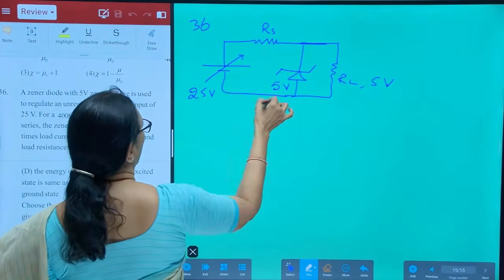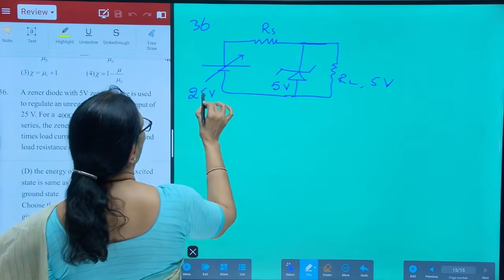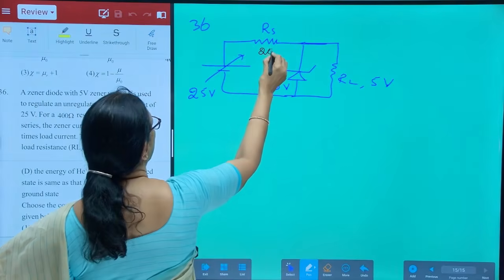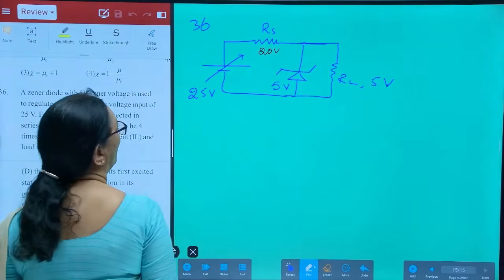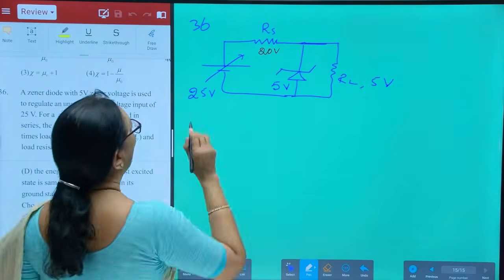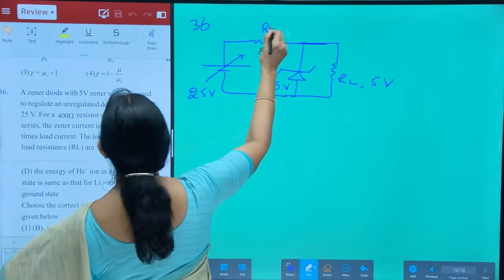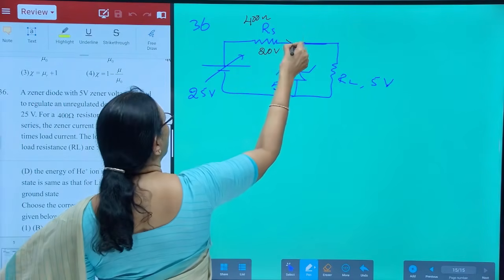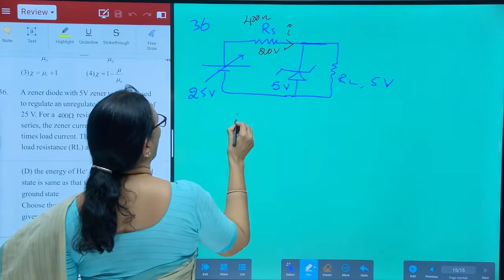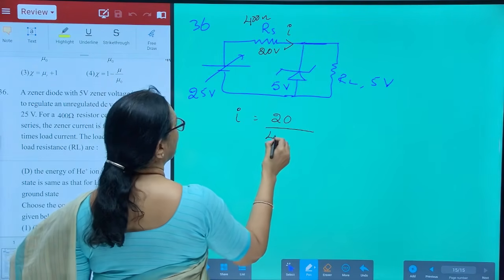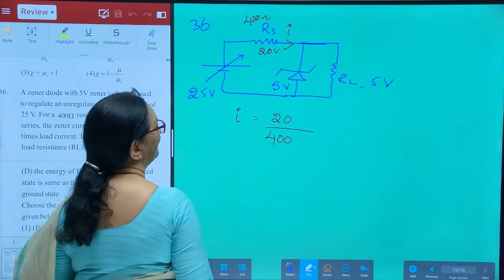From Kirchhoff's law, observing this mesh, 25 is equal to the voltage across this resistance plus the Zener voltage. So, 20 plus 5 must be equal to 25. And that resistance is given as 400 ohms. Let us try to find this current. I is equal to voltage by resistance, 400, right?